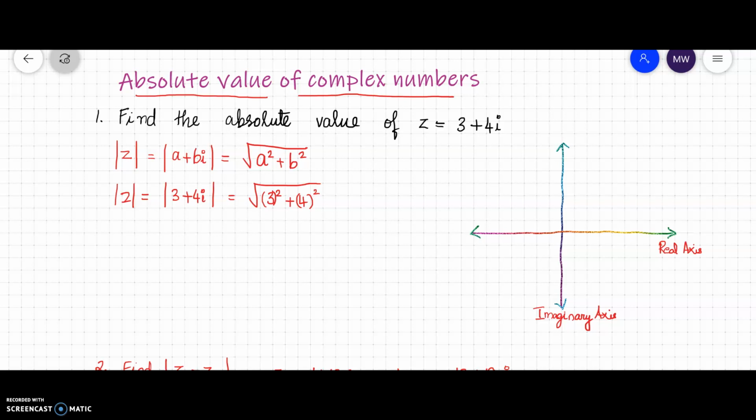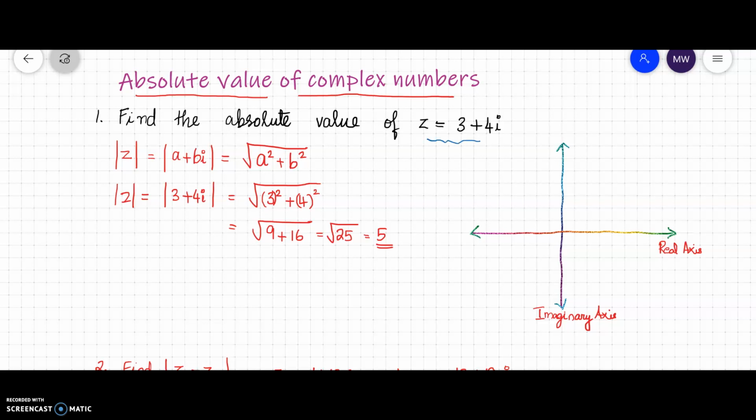So in this case, 3 to the second power is 9, and 4 squared is 16. We get a total of 16 plus 9, which is 25, and the square root of 25 is 5. So that's how you find the absolute value of any complex number. What it really means is, absolute value just means how far this complex number is from the origin.